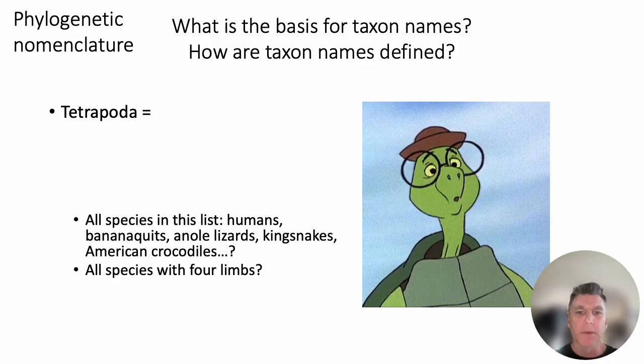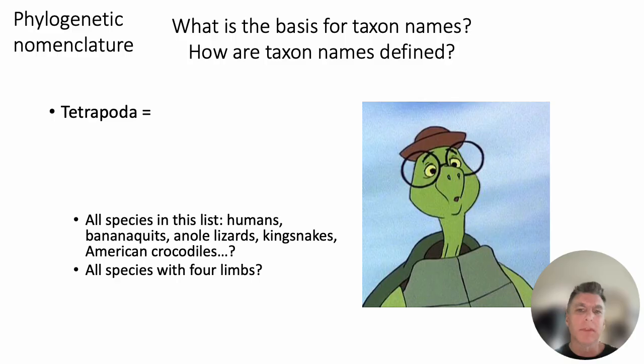All species with 4 limbs is probably the definition you would think of. It's probably the definition that you would get from a Google search. So let's think about that as a real definition. All species with 4 limbs. Tetrapoda includes all species for which all species with 4 limbs are in. Now, discounting ideas about insects and things like that, we could qualify and say all species with 4 limbs and a backbone, something like that.